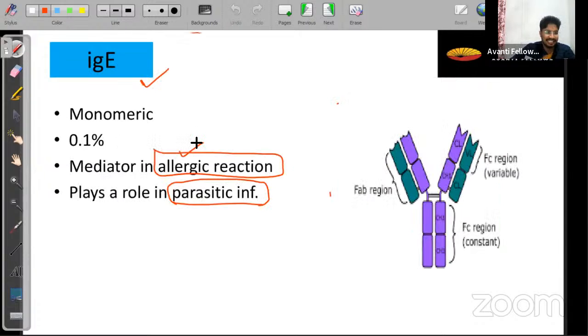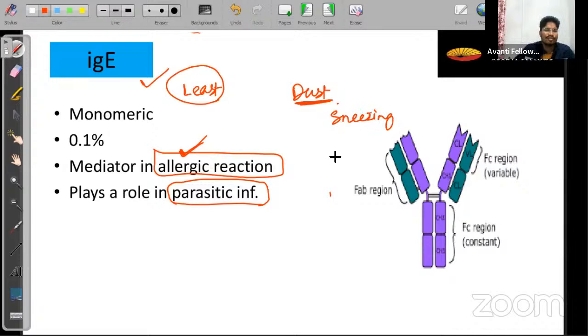Here you can see IgE is the one which is present in the least quantity, monomeric, and it is produced in allergic reactions. Suppose you are exposed to dust and you have an allergy to dust. When you got exposed to the dust, you started sneezing and showed some symptoms.